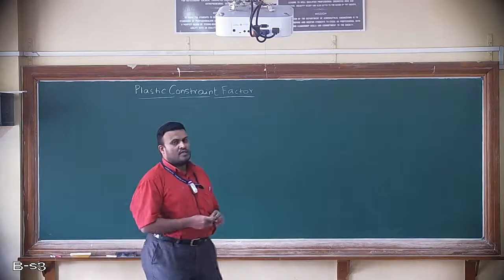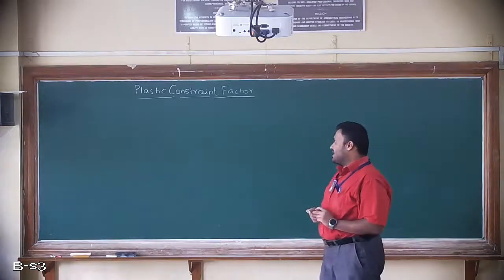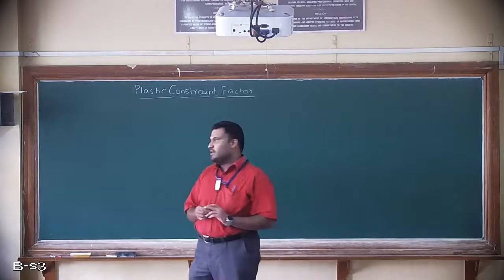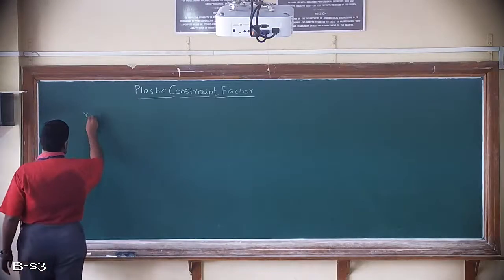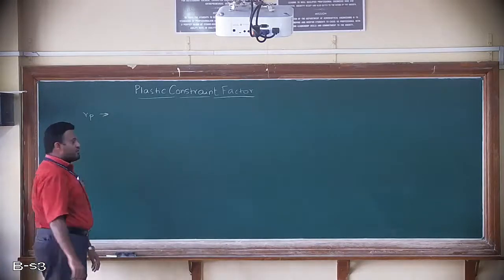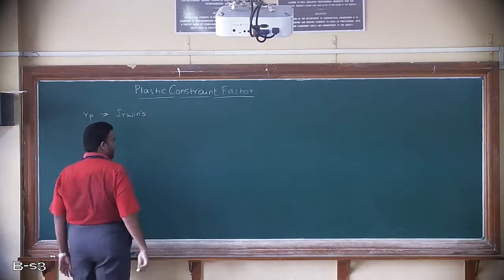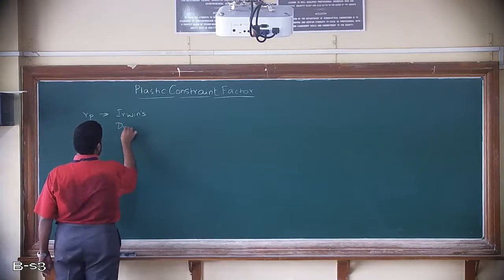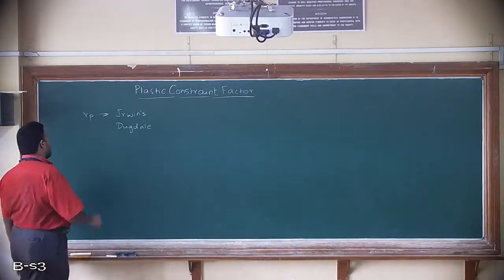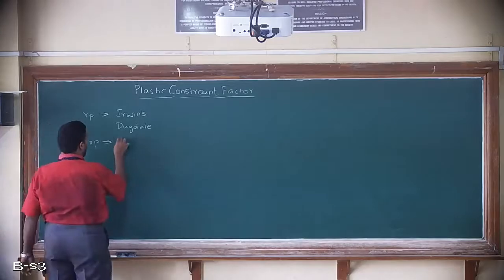Good morning, students. Today we'll be discussing the last topic of this unit, that is the plastic constraint factor. So till now we have seen the sizes of the plastic zone, that is Rp. This we have seen for theta equal to 0 using, first, Irwin's correction factor, and second, Dugdale's approach, right?